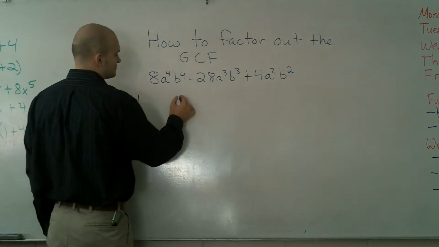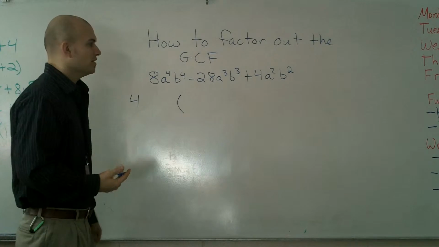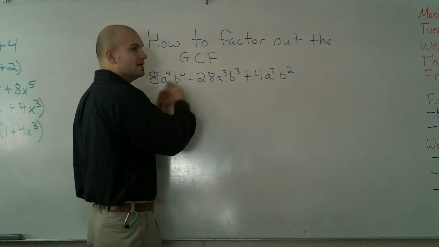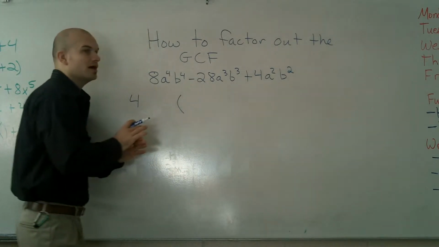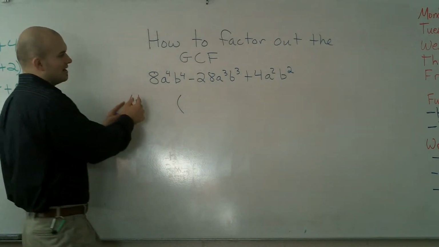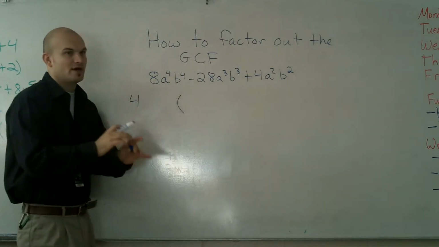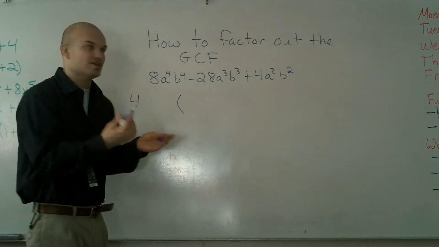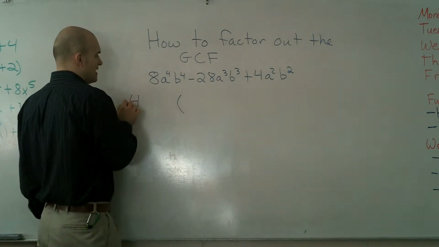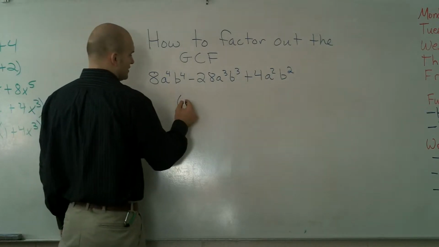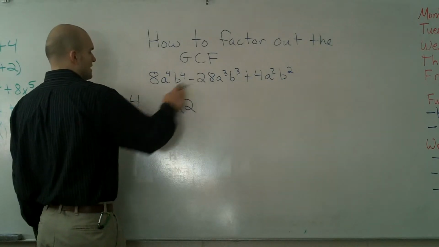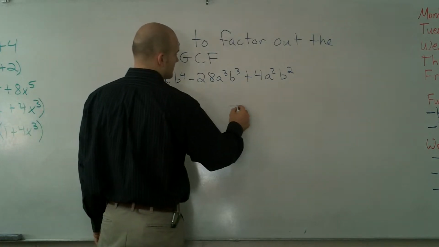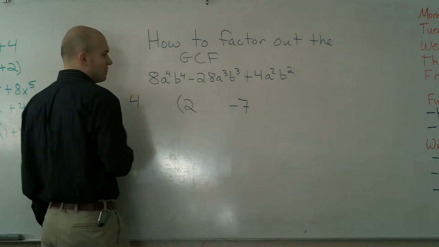So I factor out a 4. And when I factor out a 4, what I'm actually doing is the reverse distributive property. You remember when you do distributive property, you're multiplying your outside term times your inside term to expand it. Well, now we're taking it back out. So we're going to think of it as division as you take it out. So 8 divided by 4 is going to leave me with a 2. Negative 28 divided by 4 is going to leave me with a negative 7. And 4 divided by 4 is going to leave me with a 1.